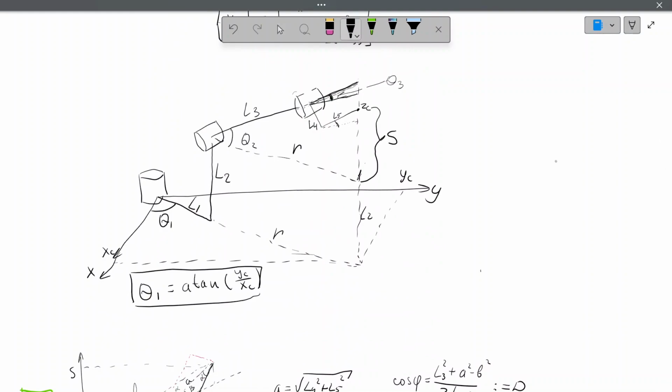So what do we do next? First of all, we can find theta 1. Theta 1 is how the first joint rotated. Here we have the value YC, and this one is XC. So we can find this angle as the arctan of YC over XC. YC is this distance and XC is this distance. So theta 1 is the easiest one to find.